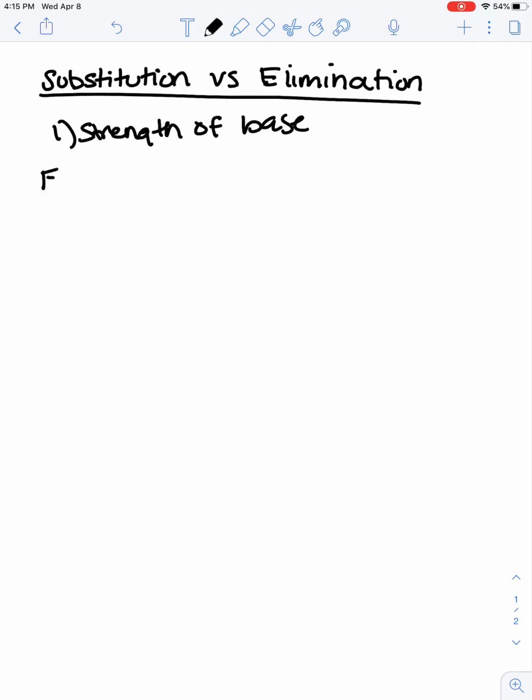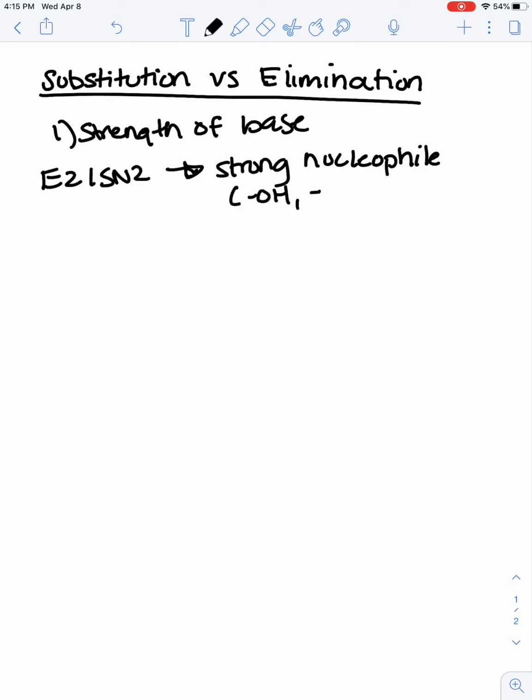remember that for an E2 or SN2 reaction, we have to have a strong nucleophile, which is typically a strong base. So something like OH- is a good example, any OR group. We have ionic salts, so something like sodium chloride would give us Na+, Cl-. So those are all going to be considered strong nucleophiles.